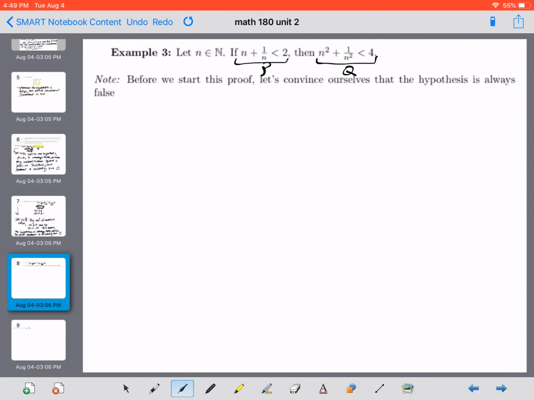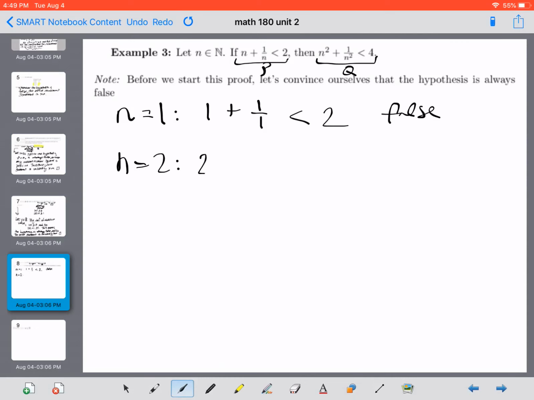Well, let's just maybe look at a few cases to try and convince ourselves. When n is equal to 1, this looks like 1 plus 1 over 1 is less than 2, or 2 is less than 2. This is false. That's good. We want the hypothesis to be false for all n.